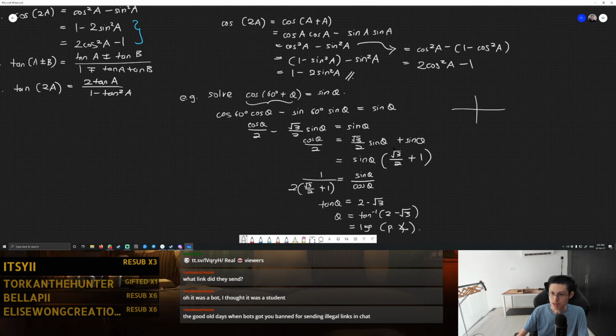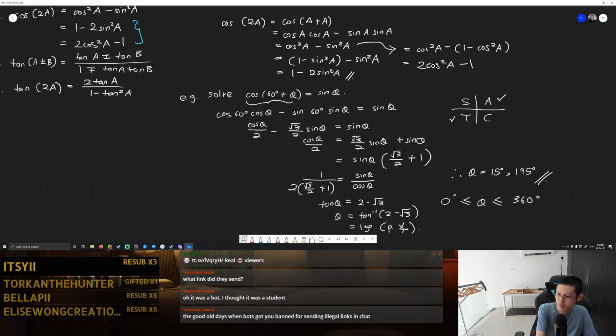So now we have to look at the CAST diagram. And this is a positive tangent, which means it's going to be in the first and third quadrant. So therefore, theta is going to be 15 degrees, and then 180 plus 15, which is 195 degrees. Assuming, of course, that the domain for your angle is between 0 and 360, which we will assume for the sake of this question that it is. Okay, there we go.